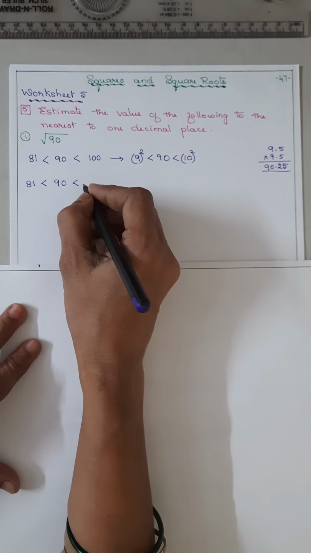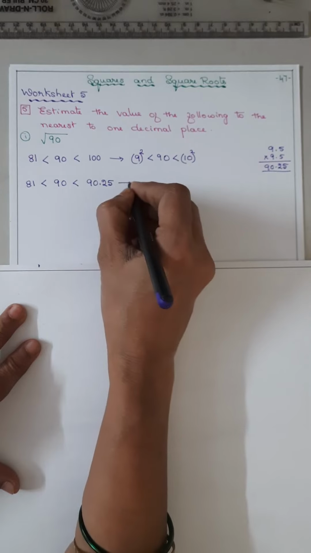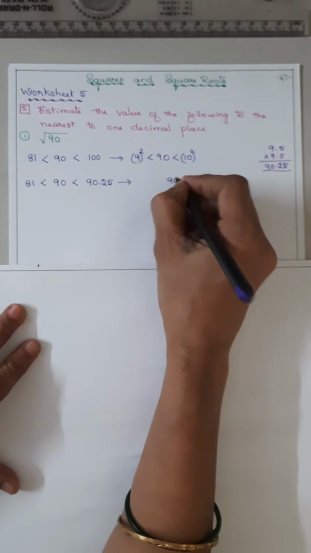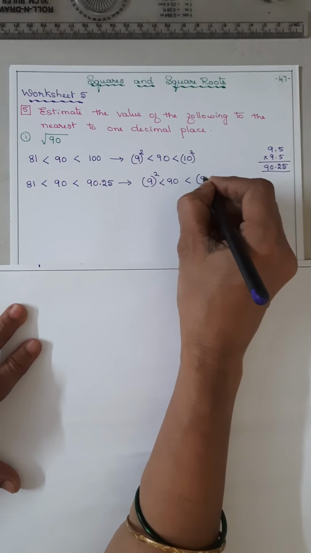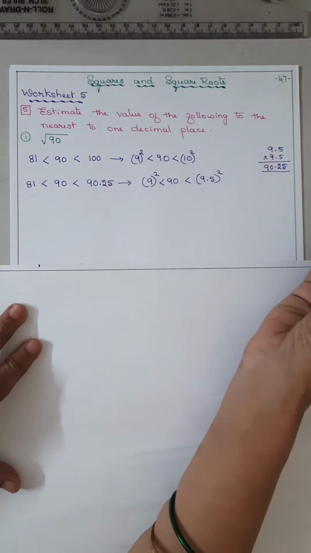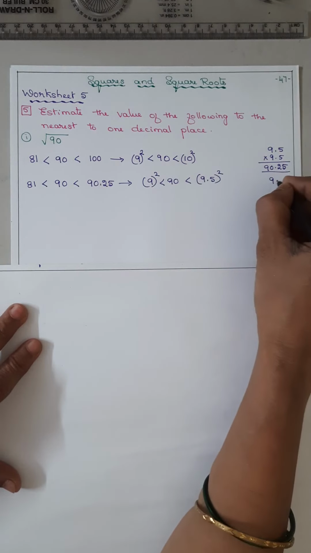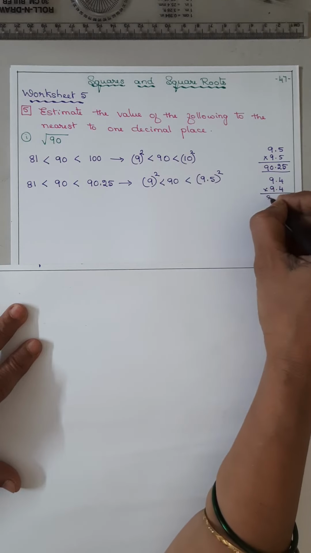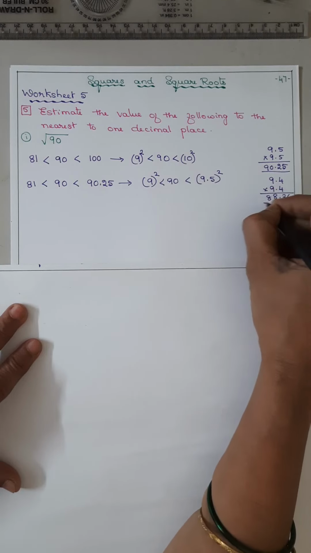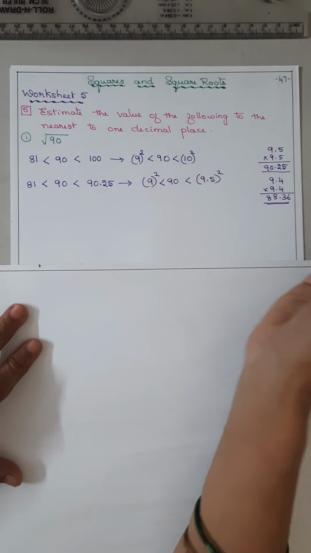Now it is 90.25. That means 90 comes in between 9 square and 9.5 square. Now we will see 9.4 square. 9.4 into 9.4. When you multiply, you will get 88.36. 9.4 square is 88.36. It is to the left.